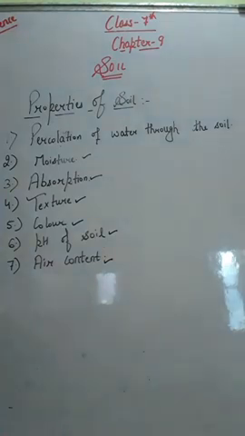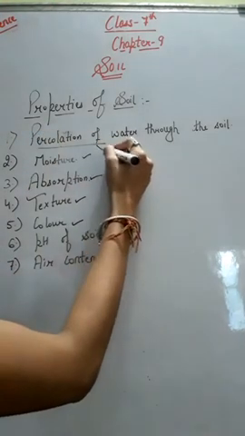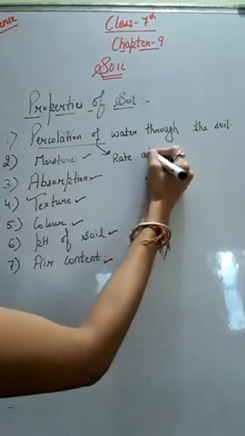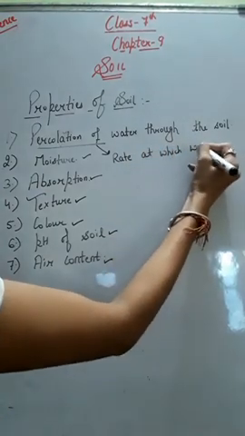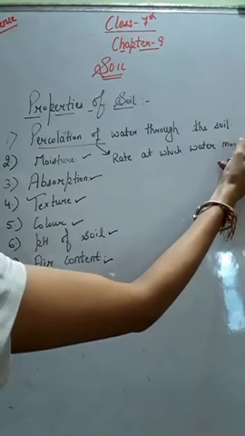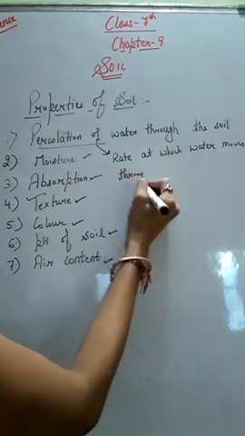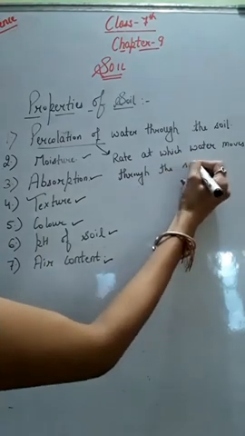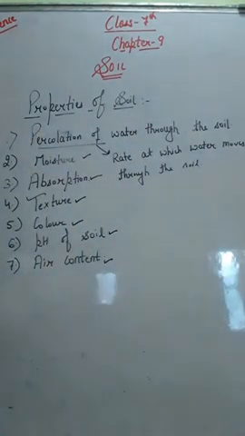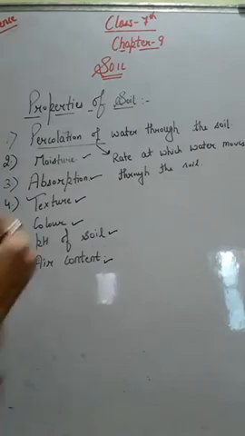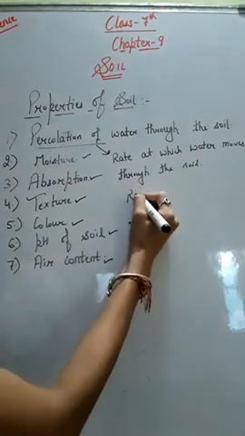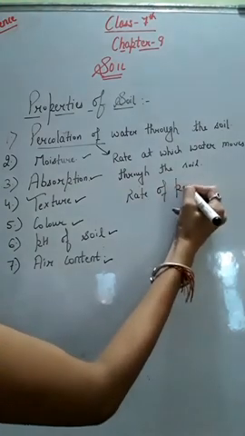Percolation means the rate at which water moves through the soil. This percolation varies in different kinds of soils. Some soils absorb water, some do not absorb water and allow it to flow. So we can calculate the percolation by a formula. The rate of percolation can be calculated by the formula: amount of water absorbed, divided by time taken for that absorption.